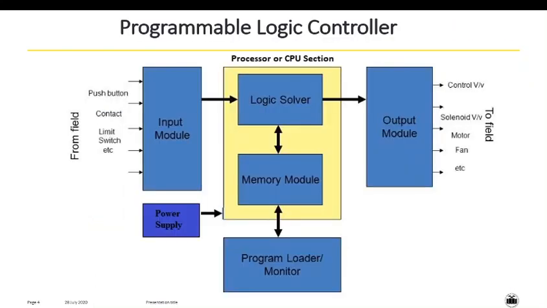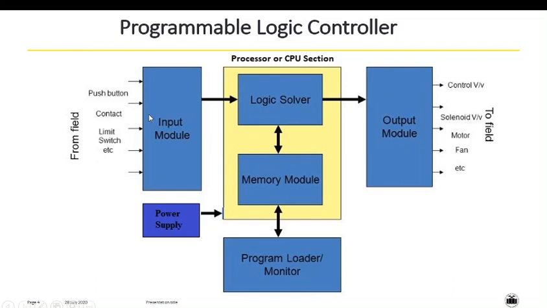What basically is there in the programmable logic controller? It consists of blocks like the input module, output module, processor, and program loader section, and every module is backed up with the power supply. So these are the major blocks of the programmable logic controller: input module and output module. Both in combination are called IO modules, which are found at the field level.